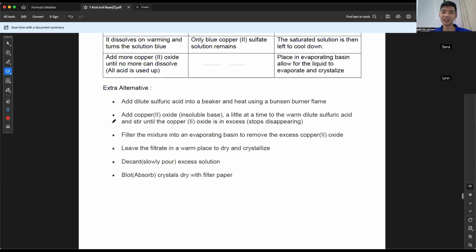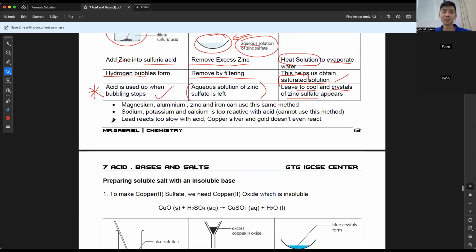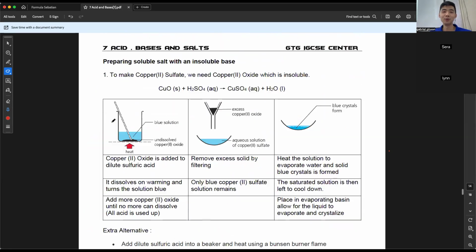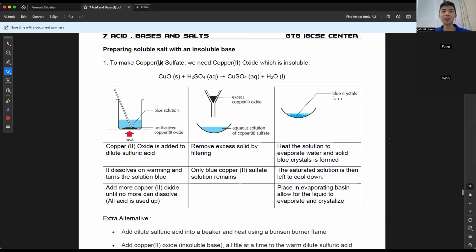Okay, guys. Everyone pay attention, okay? I'm going to go through this real quick. If you look here, if you want to prepare a soluble salt with an insoluble base, every method is going to be different, but actually you can see the pattern is almost similar. It all revolves around having a solution and having the solid mixed together. Then after, you're going to filter it, and it always involves some kind of heating or evaporation. You'll notice that the steps are somewhat similar.